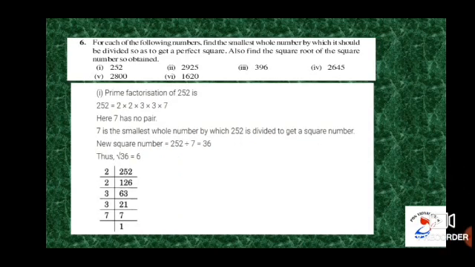Let's continue with the next problem, children. It is question number 6. For each of the following numbers, find the smallest whole number by which it should be divided so as to get a perfect square. Also, find the square root of the square number so obtained. Children, this is similar to the previous problem, but in the previous problem, we found some number that was not in pair and we were multiplying. Here, we are going to divide. That is the only small change. So let us discuss the solution.